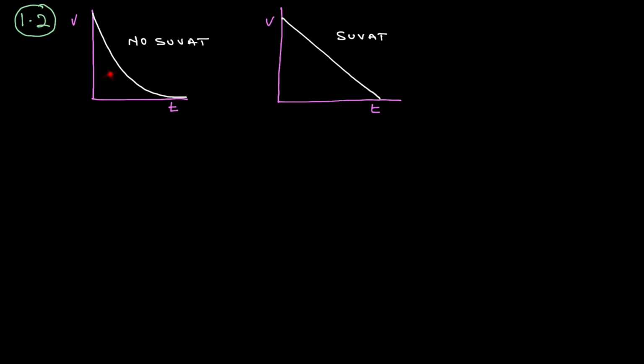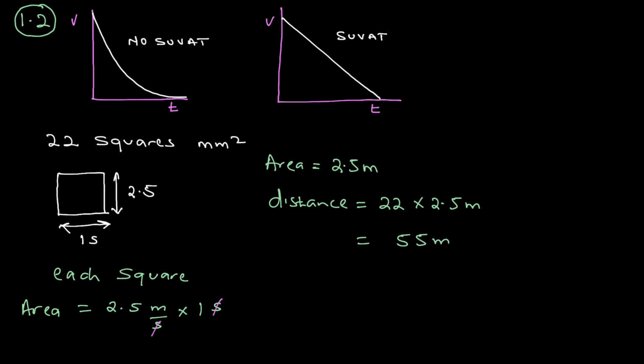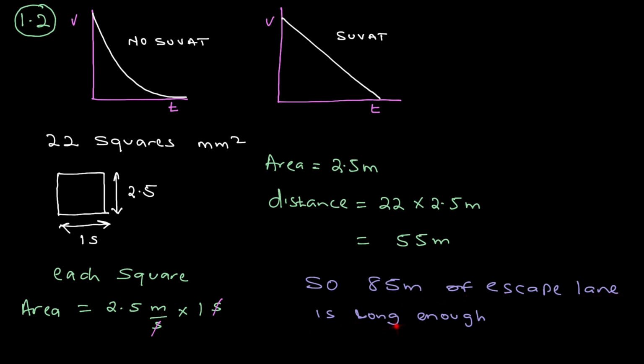Therefore, we have to count the area under the curve here. One square is 2.5 by 1, so the area would be 2.5 meters per second times 1 second. Seconds cancel seconds, so we get 2.5 meters, and that's the distance. Because we've got 22 of the little boxes, the total distance would be 22 times 2.5 meters, which gives 55 meters. So the distance is 55 meters, therefore 85 meters of escape lane is long enough.